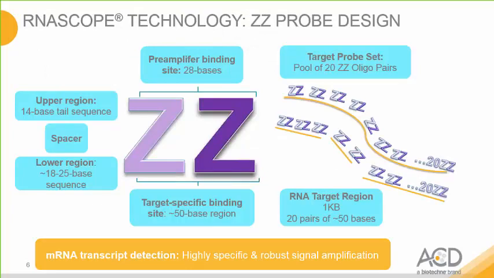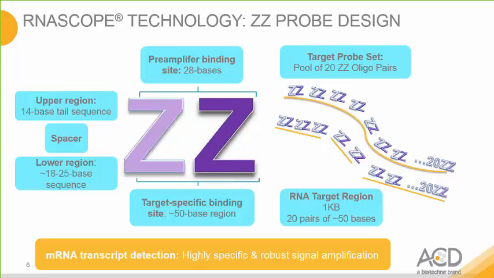So how does the technology work? RNAscope probe design is the key. We use what we like to call the double Z probe design. Now there are three components of the Z. The lower end region of the Z binds directly to mRNA. This lower region contains 18 to 25 base sequence, and that is specific to your target. A spacer region is in between the base and the other end, which allows flexibility for probe binding efficiency to mRNA. The upper region is the 14 base tail sequence, and that is the region where the preamplifier binds.